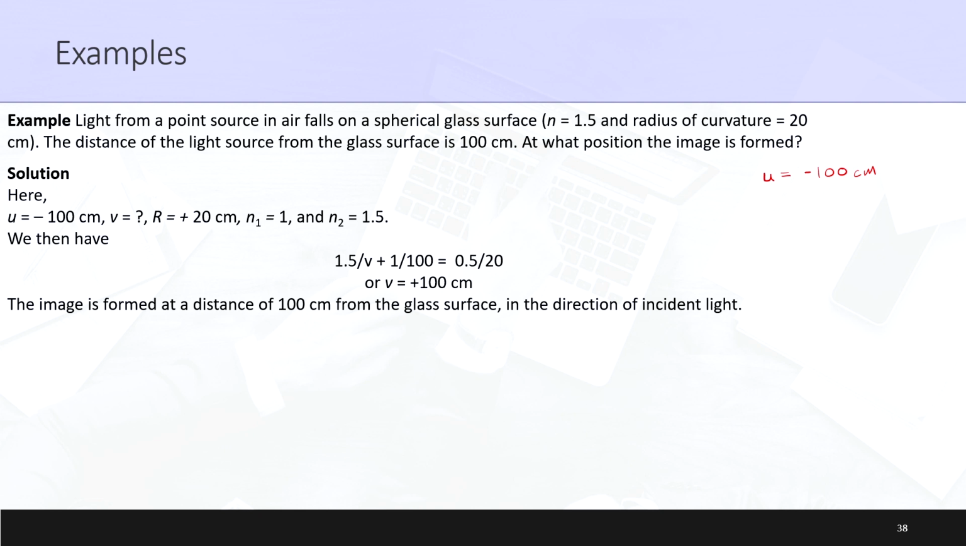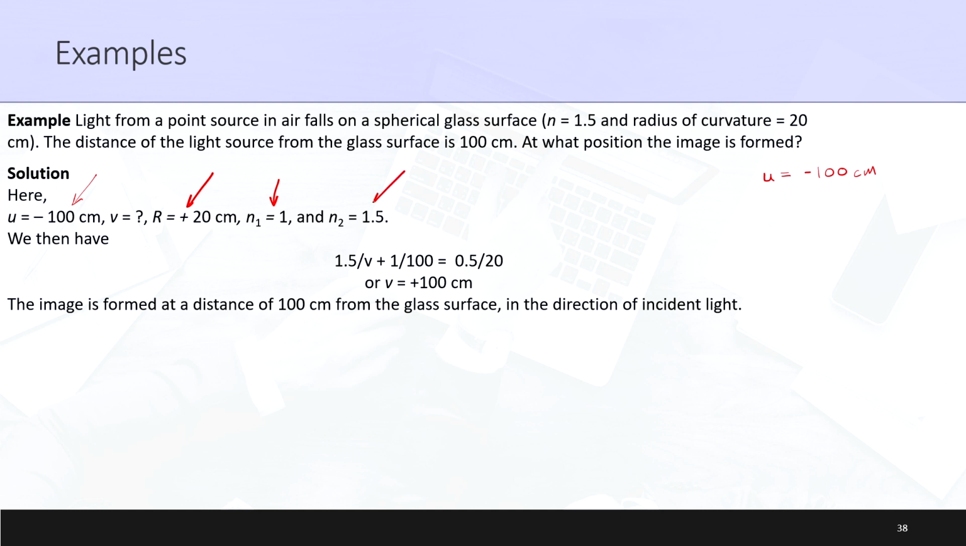You have the value of u which is equal to minus 100 centimeters, you have the value of radius which is equal to plus 20 centimeters, and n1 is given to you. As the light is in air, you can assume n1 is equal to 1, and for the second medium, the glass surface, n2 is equal to 1.5.